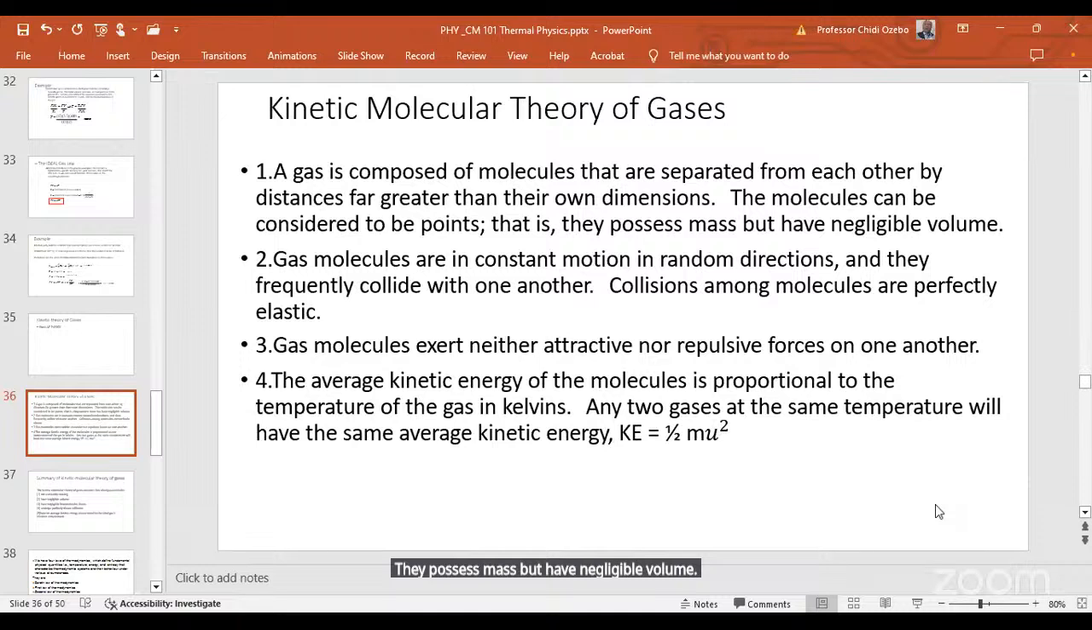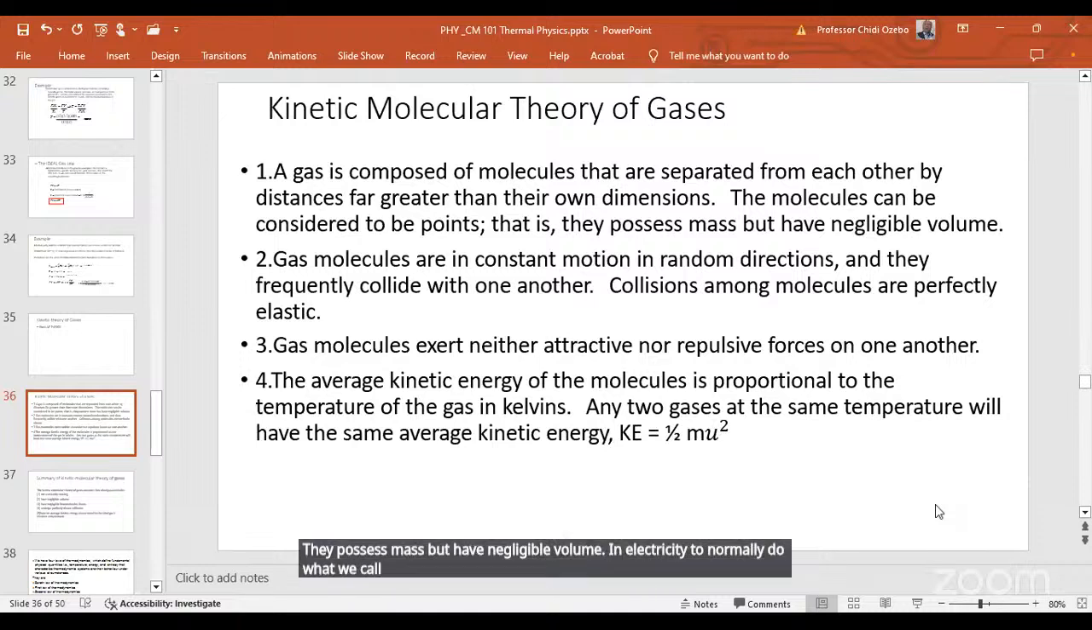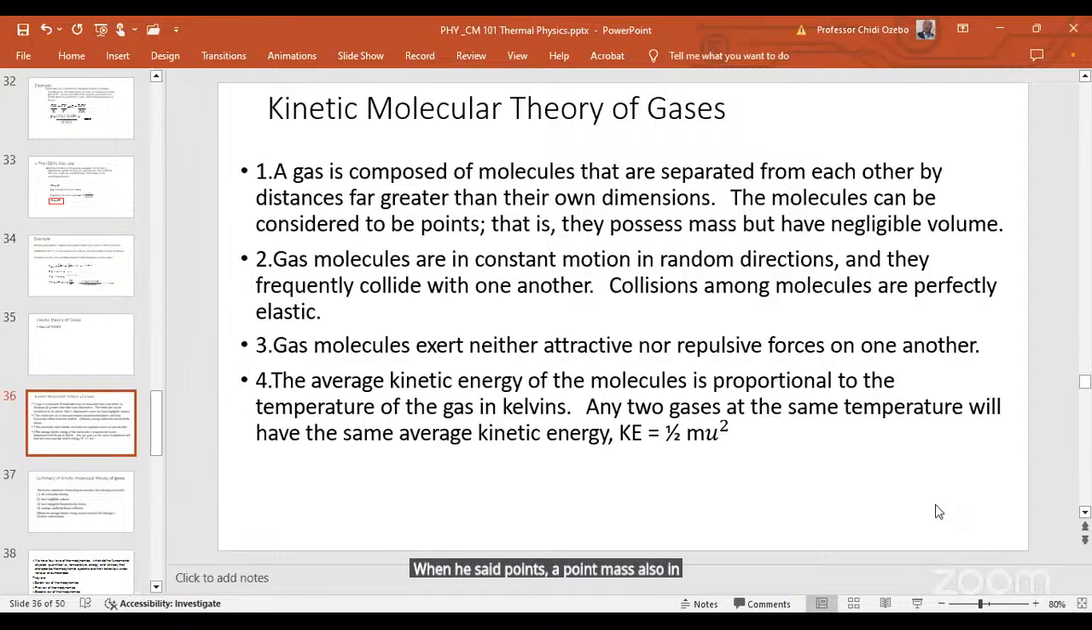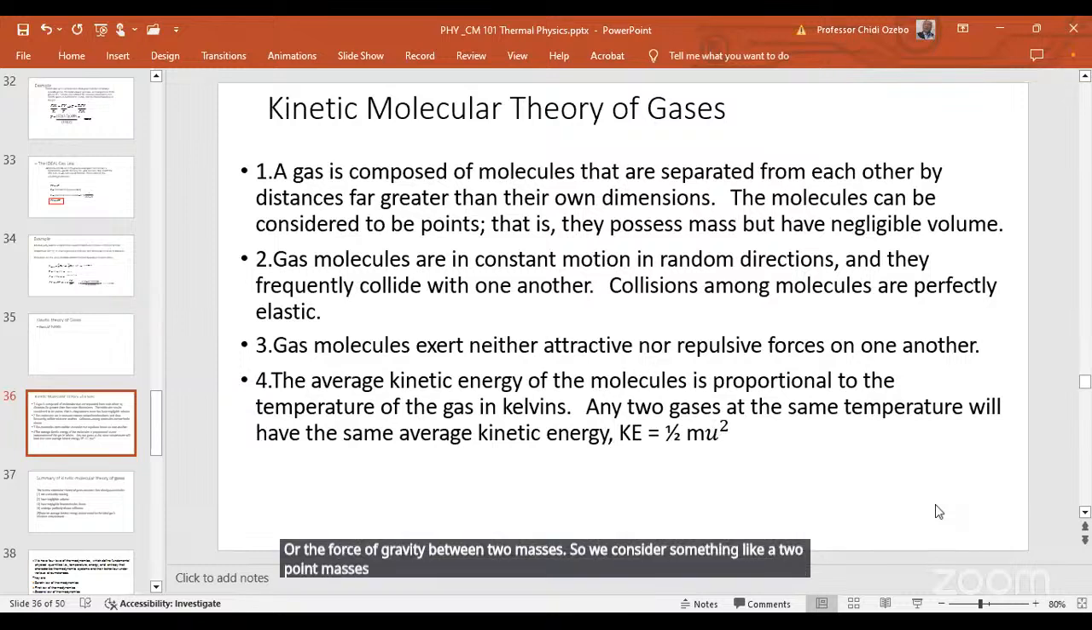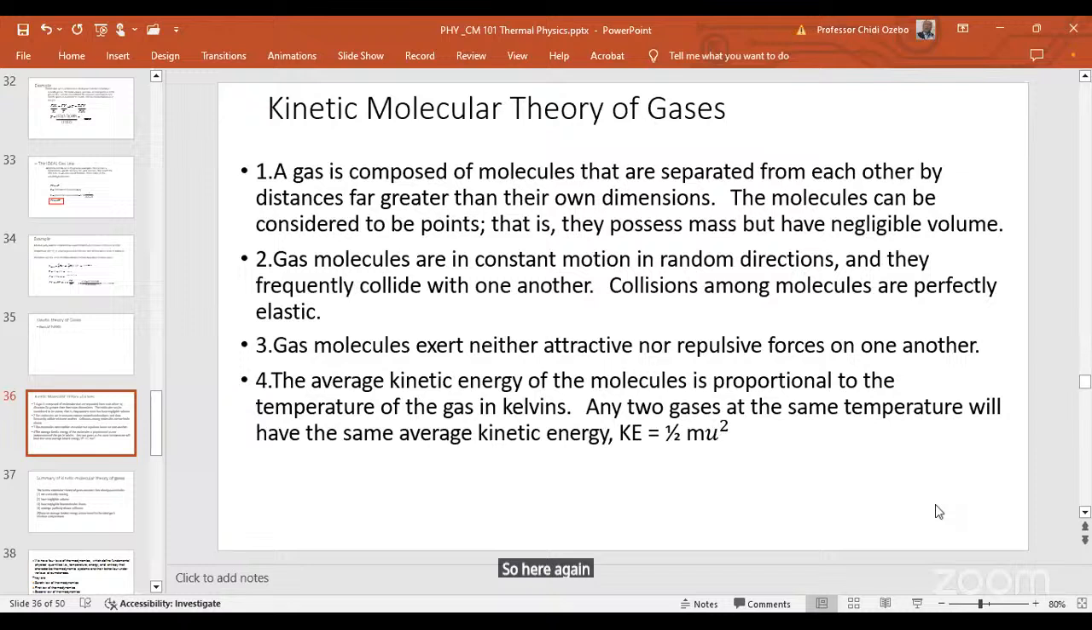In electricity too, we normally talk about a point charge. That's a charge that is very small compared to the separating distance. It's almost the same thing as a point mass in gravity, when you are looking at the force of gravity between two masses. So we consider two point masses. In electricity, we talk of two point charges. So here again, we are talking about molecules acting like points, which possess mass but have negligible volume.